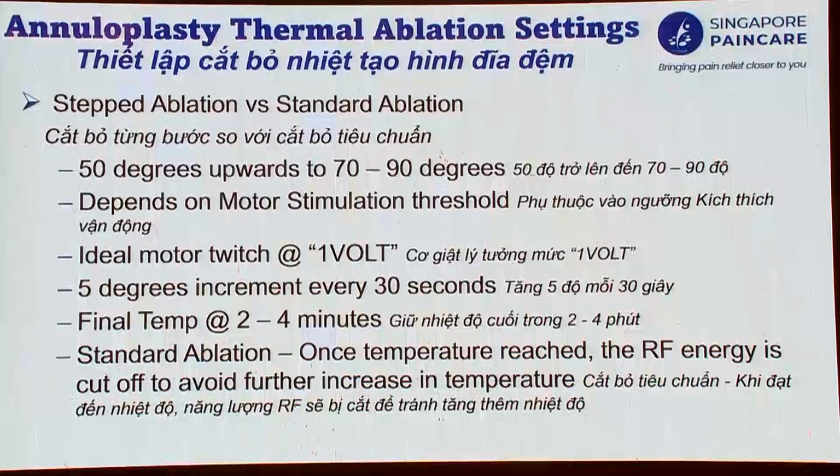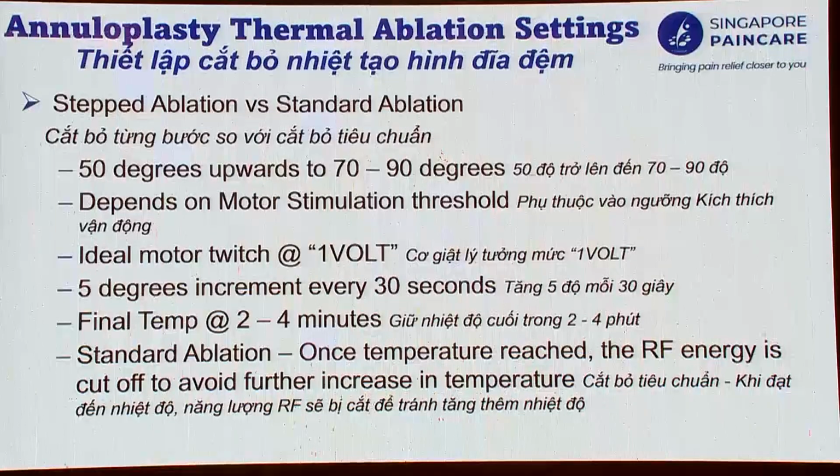Once you are in position, we apply a step ablation. There are two versions of it. Some people will advocate a standard ablation, almost like a radiofrequency ablation of any of the nerves. I would prefer a step ablation whereby I slowly build up the temperature from 50 degrees upwards all the way to 70 or 90. Why 70, why 90? Depending on how confident I am that I'm not near the dorsal root ganglion, not near the nerves, I'll go all the way to 90.